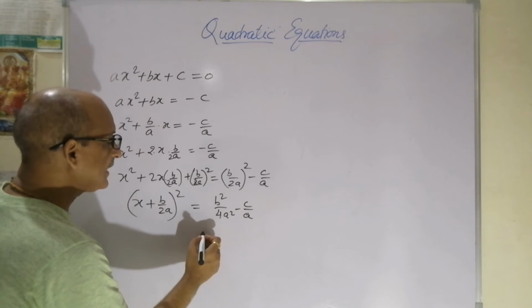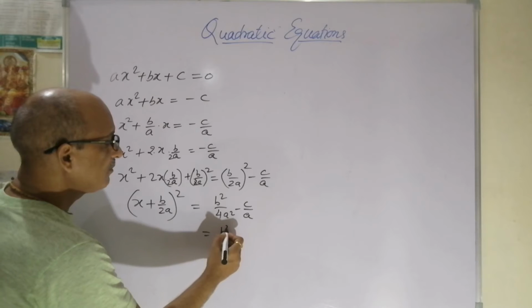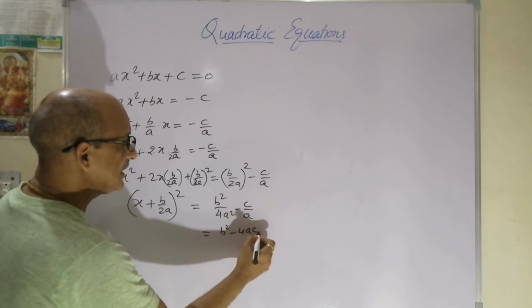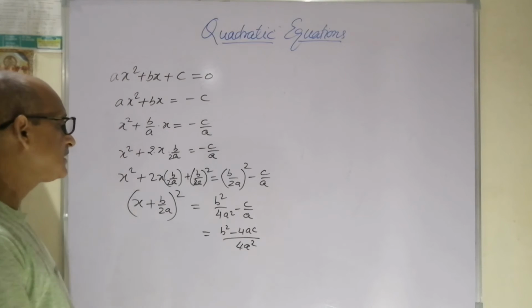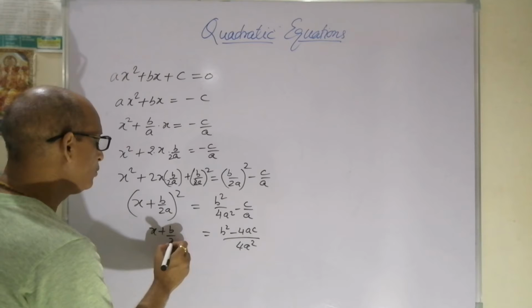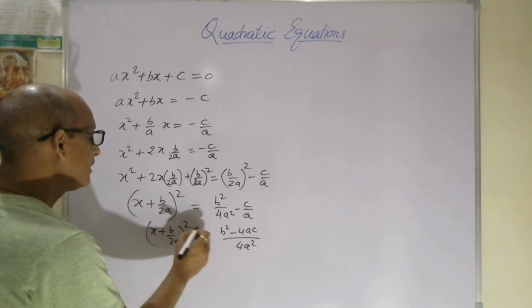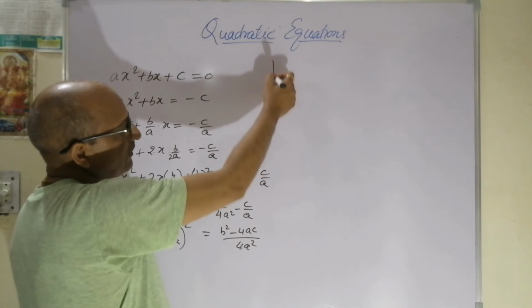Now take LCM of the right hand side. So taking LCM of the right hand side, what shall we have? b square minus 4ac upon 4a square. This is for (x plus b upon 2a) whole square. Now we want to get the value of x plus b upon 2a. So what can we take?